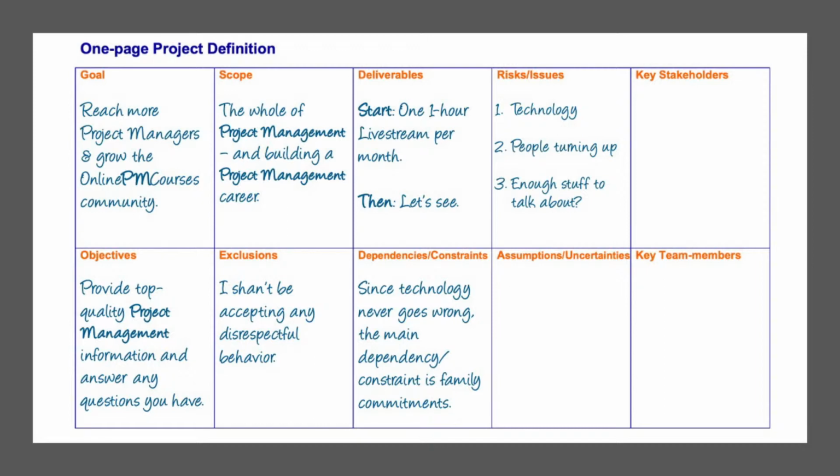Risk and issue management is a core part of our project management discipline, and we should be starting to identify the big showstopper risks right at the outset of our project when we're defining it. And of course, technology is going to be one of those. And as I say, operator error is often the thing.